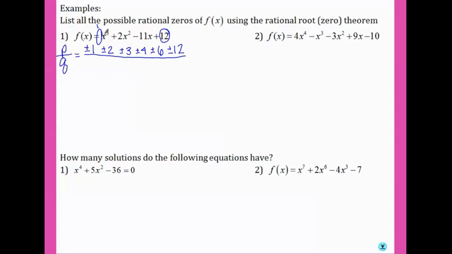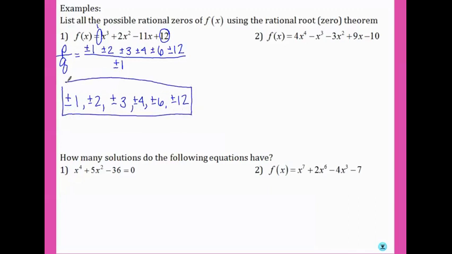Then we're going to take all the factors of our leading coefficient, which in this case is just 1, so plus or minus 1. If we divide each of these factors by positive or -1, we're just going to end up with the same thing. So plus or minus 1, plus or minus 2, plus or minus 3, plus or minus 4, plus or minus 6, and plus or minus 12. And those are all our possible roots.